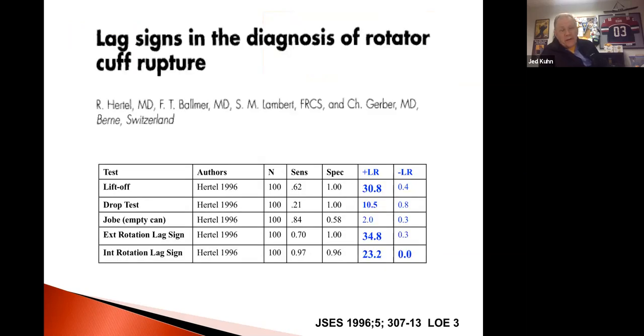Lag signs are very helpful. Now, again, you're not reproducing pain, you're looking for weakness. And so these are helpful for finding large rotator cuff tears. The liftoff test, look at the likelihood ratio. If you have a positive liftoff test, it changes the probability by a factor of 30. The drop arm test, Job's empty can test, not so good. External rotation lag signs, internal rotation lag signs. The positive likelihood ratios are very high. The negative likelihood ratios are not that good. And what that means is if they don't have a lag sign, they still might have a cuff tear. But if they do have a lag sign, they're sure they've got a cuff tear. All right, go ahead, next slide.